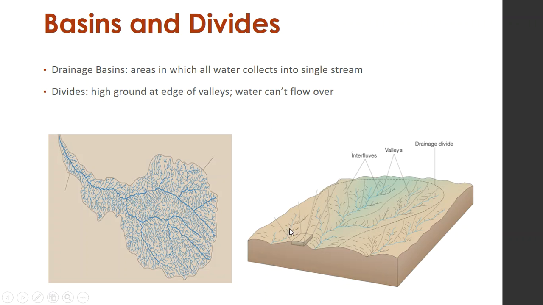Divides are the high ground at the edge of valleys that water can't flow over. Remember, water never flows uphill. So water falls on this side of the line, it goes down to here. If water falls on this side of the line, it goes down there.